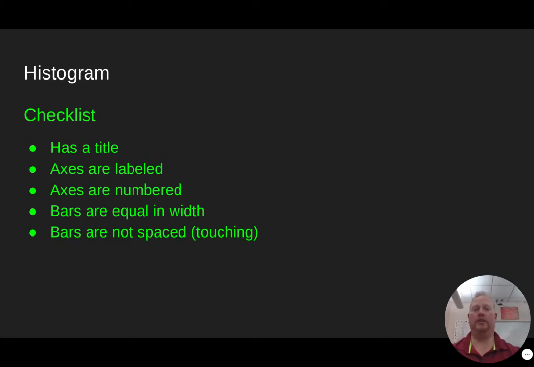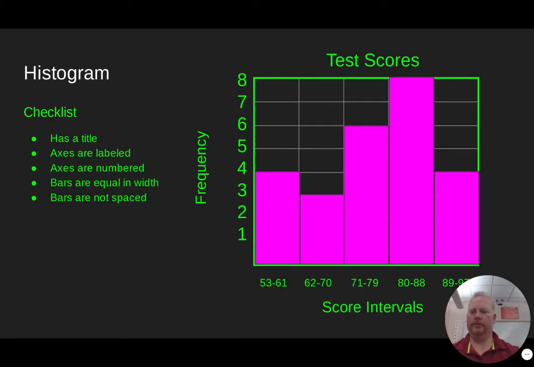There's no gaps between. So if we take a look, it has a title? Yes. Does each axis have a label? Yes, it does. Is each axis numbered? Yep. Are the bars equal width? Yep. And are the bars not spaced? Well, I kind of put a black outline on each purple bar just so that you can kind of see the difference between them. But really, they're right next to each other. They are touching. Okay? So we have a complete histogram here.